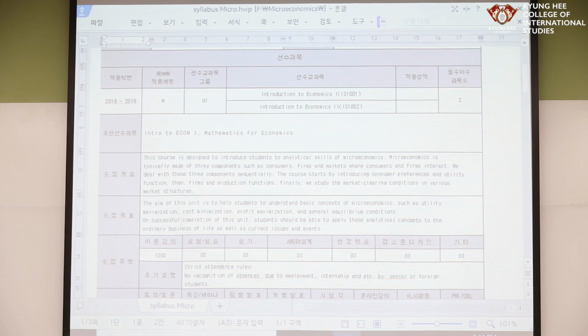The objective of this course is to help students understand basic concepts of microeconomics, such as utility maximization, cost minimization, profit maximization, and general equilibrium conditions. On successful completion of this unit, students should be able to apply these analytical concepts to the ordinary business of life, as well as current issues and events.